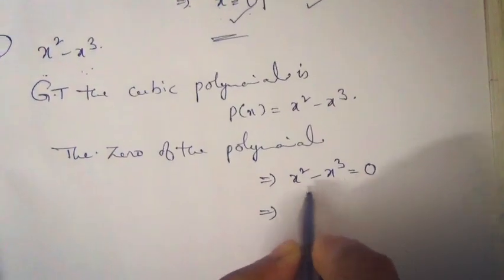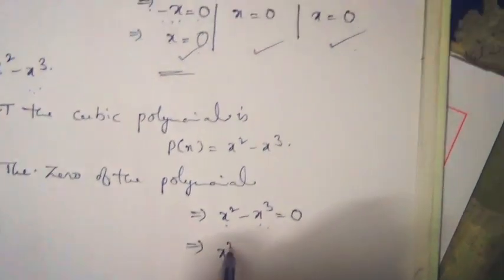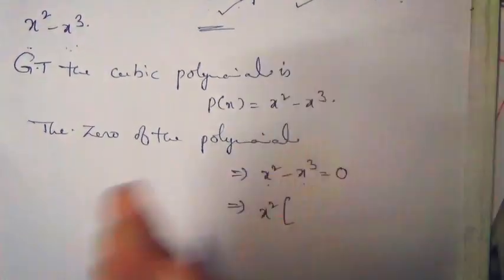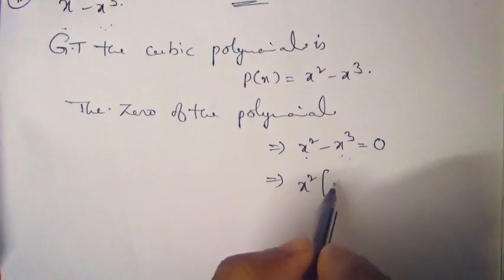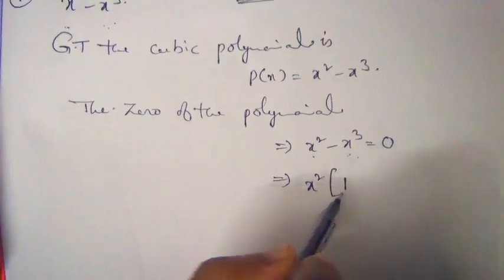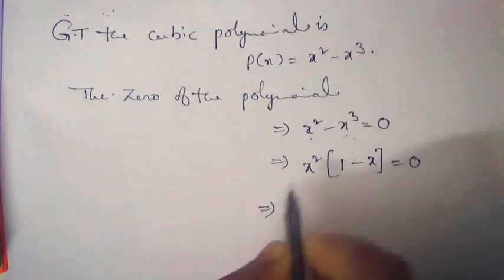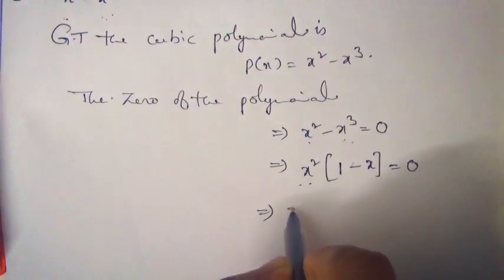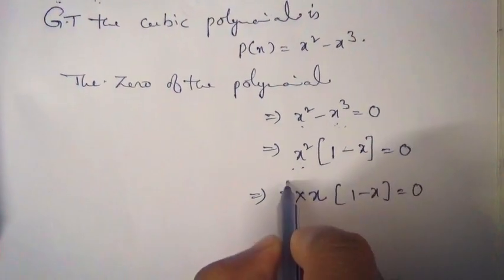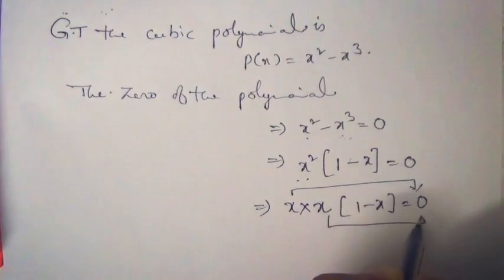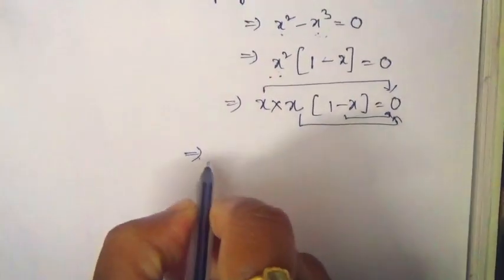That implies we take the common term of these two terms. X square is the common term. When you take x square from these terms, you have only 1 from the first term, and minus x from the second. That is equal to 0. We separate these terms: x into x of 1 minus x is equal to 0. We equate these terms with 0. Here we have 3 terms that we are separating and equating with 0.